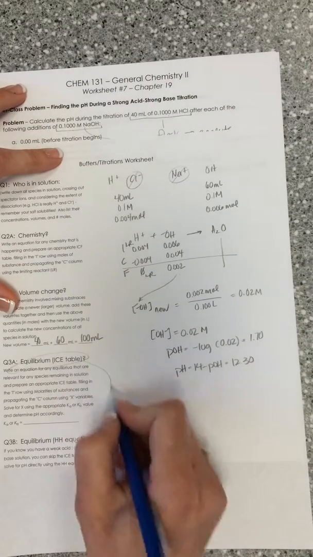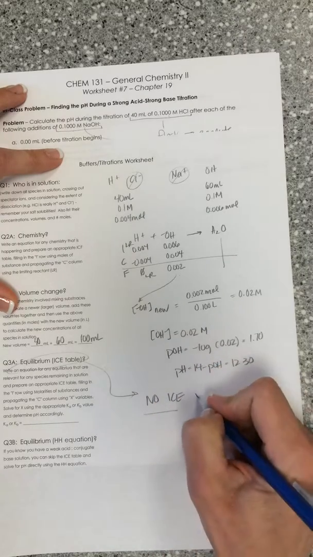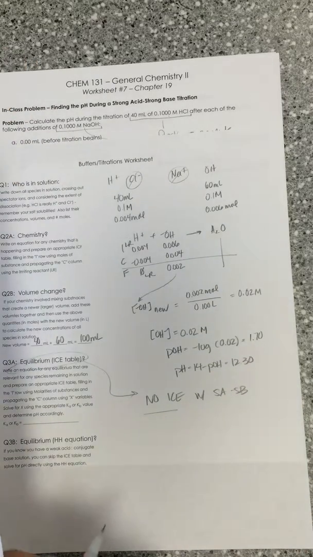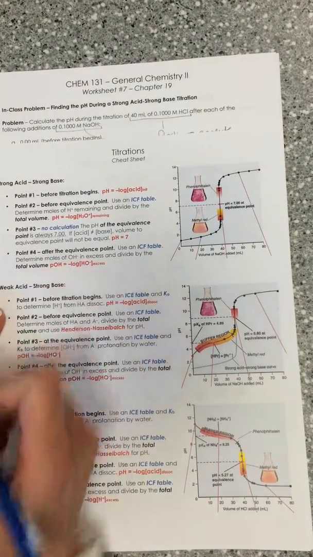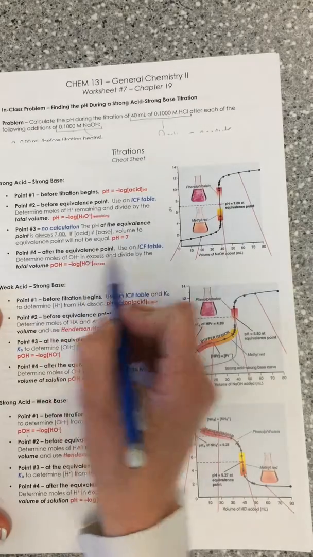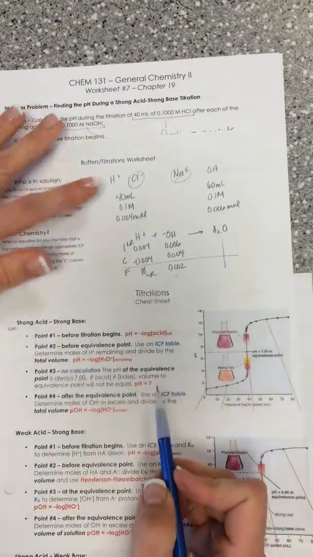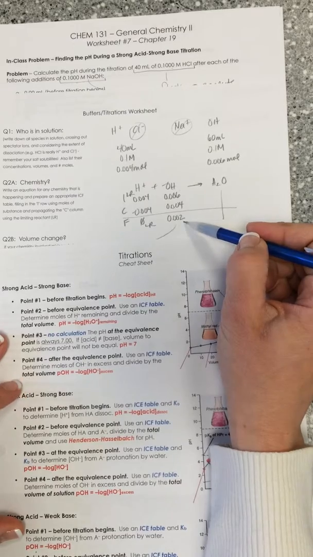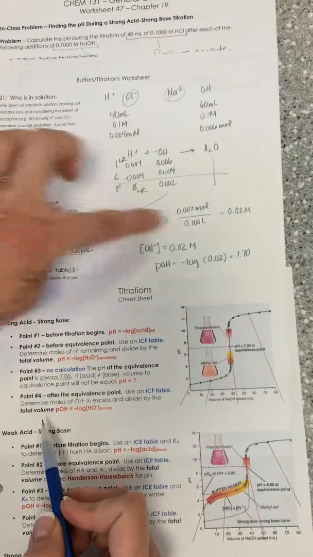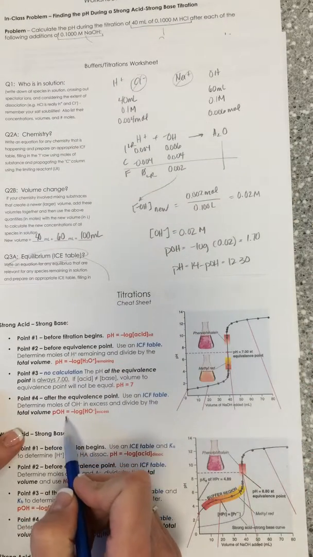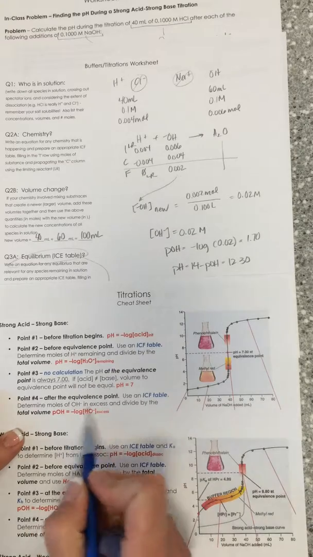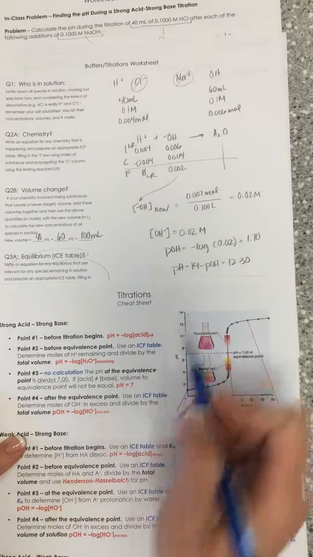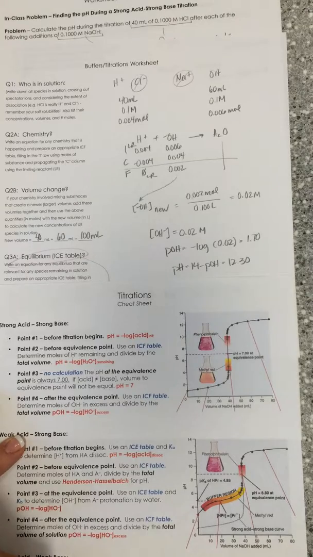So again, never any ICE tables with strong acid, strong base. If you know who you have in solution, it can make your calculations a little bit easier. So mapping this onto our last point here on our cheat sheet. After the equivalence point, again, use an ICF table, which is what we did. Use an ICF table to determine the moles of our titrant, in this case hydroxide in excess. Divide by the total volume, which is what we did here. And because our titrant was in excess, and our titrant was sodium hydroxide, our excess titrant is going to be hydroxide. So when we take the negative log of that concentration, it will give us pOH, and we need to convert that using this equation to pH.